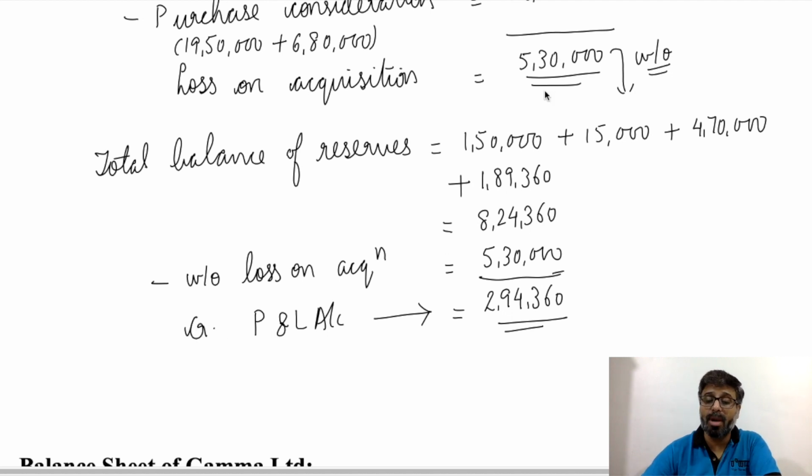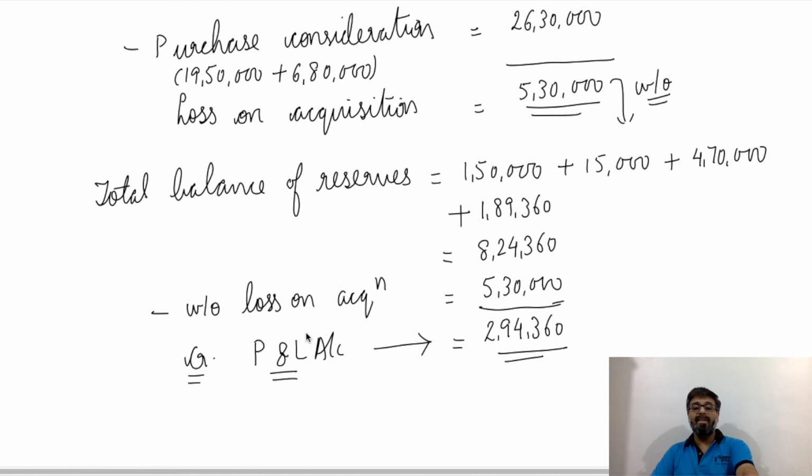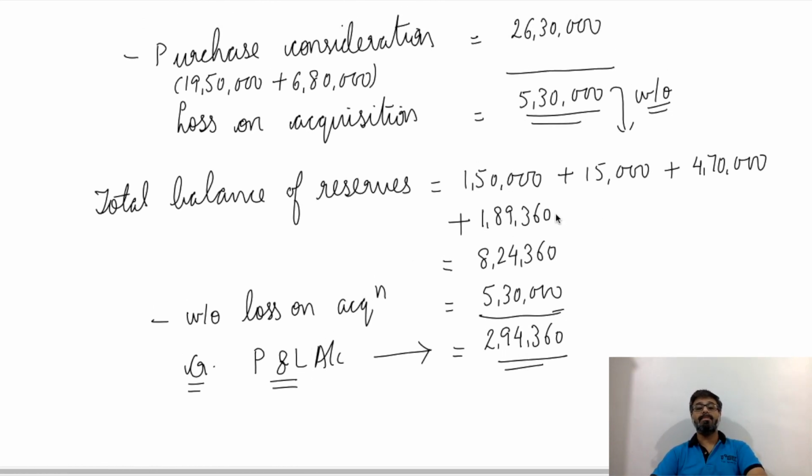If loss was more and reserves were less, then what would we have done? If loss was more and reserves were less, then the difference amount we would have debited to P&L account. Here, reserves, meaning accumulated profits, are more, loss is less. So the net amount of profit only remaining in the company we credit to P&L account. So in this second journal entry, we will not record these reserves separately. Why? Because these reserves are used in writing off the loss. So we will just record one reserve, that is P&L account credit with 2,94,360.